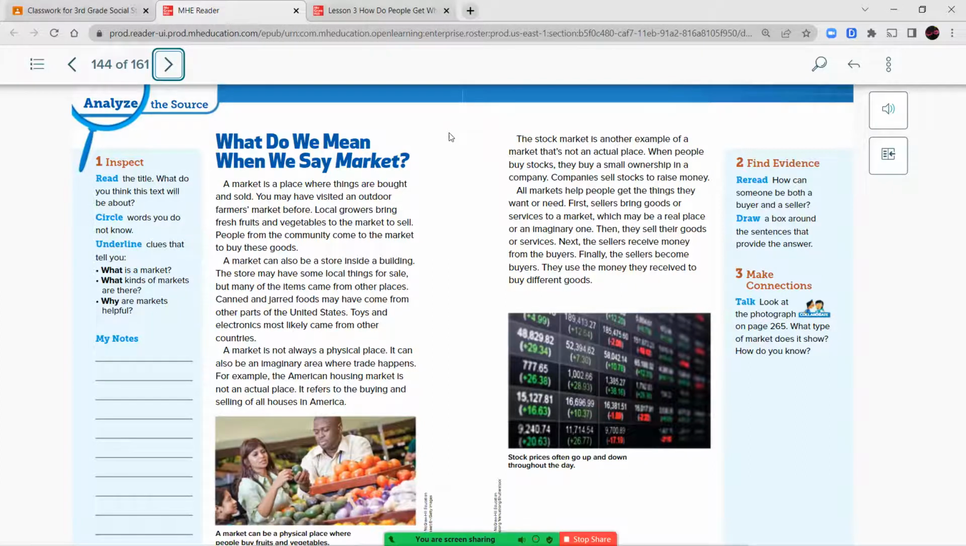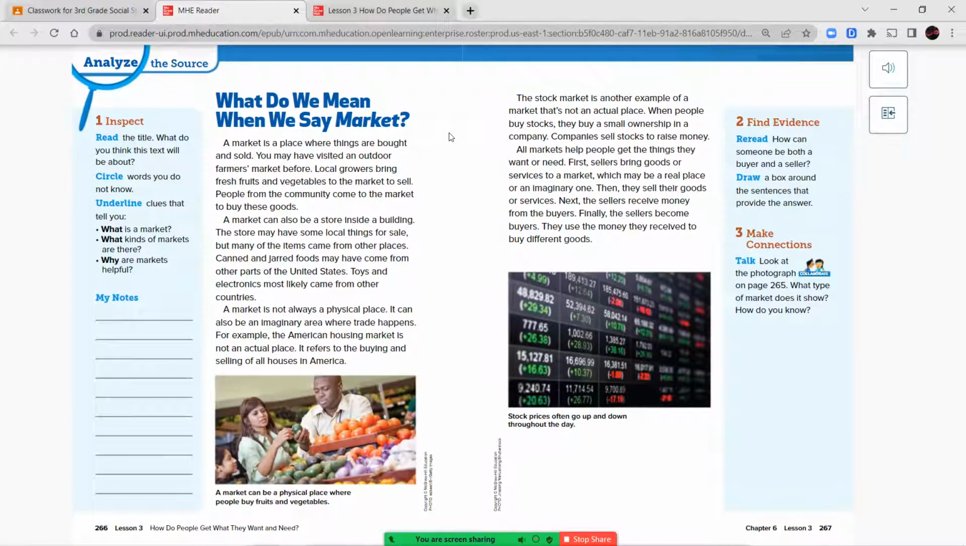What do we mean when we say market? A market is a place where things are bought and sold. You may have visited an outdoor farmer's market before. Local growers bring fresh fruit and vegetables to the market to sell. People from the community come to the market to buy these goods. A market can also be a store inside of a building. The store may have some local things for sale, but many of the items came from other places. Canned and jarred food may have come from other parts of the United States. Toys and electronics most likely came from other countries.